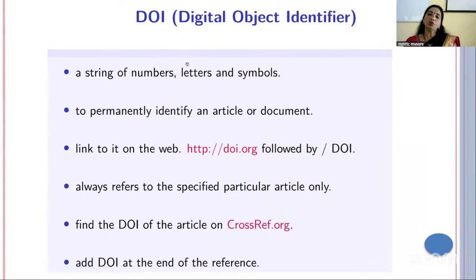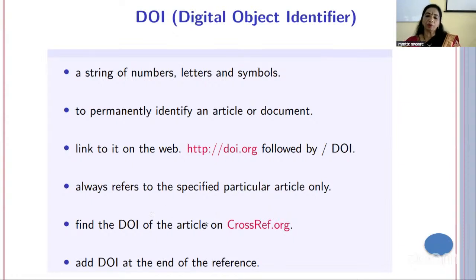So next is, I told you DOI, right? DOI means digital object identifier. It will look like this. DOI consists of a string of numbers, letters, and symbols. This DOI will be created as a permanent identity of your article, like your PAN number or your Aadhaar number. It is created to give a unique, permanent identity for your published article, so it always refers to the specified article.